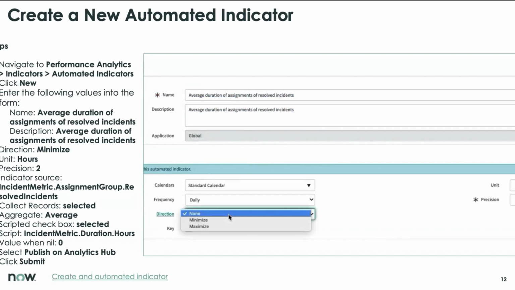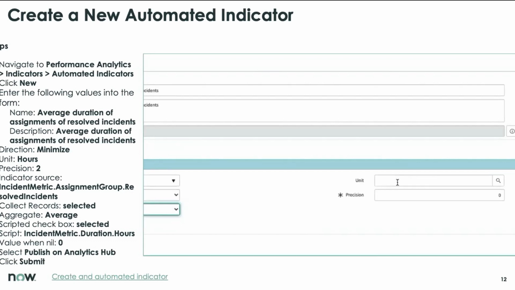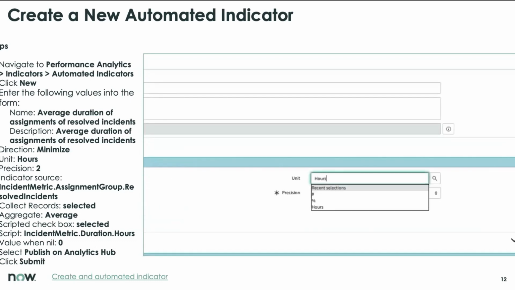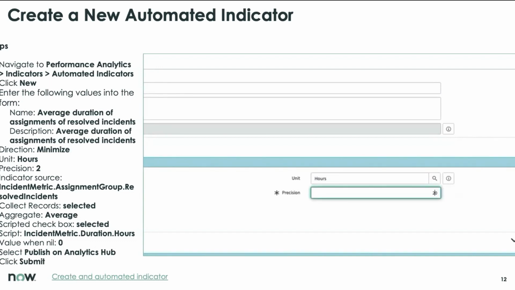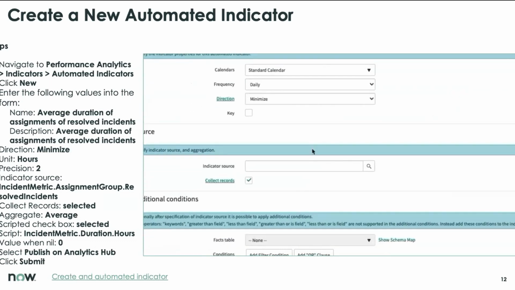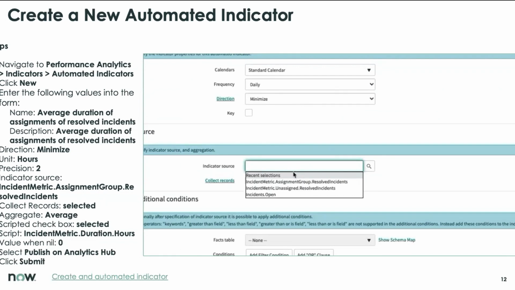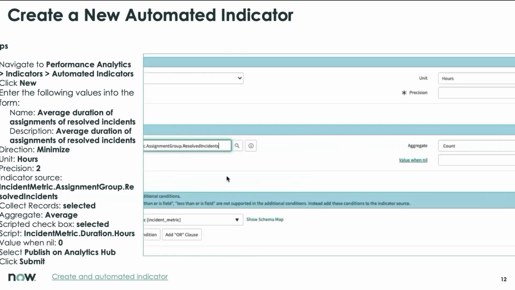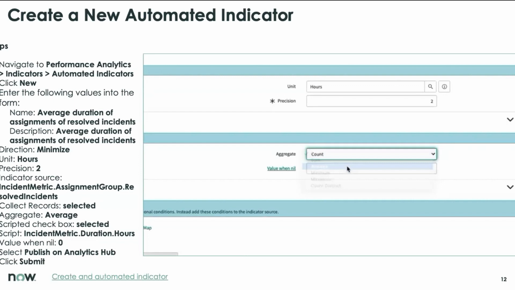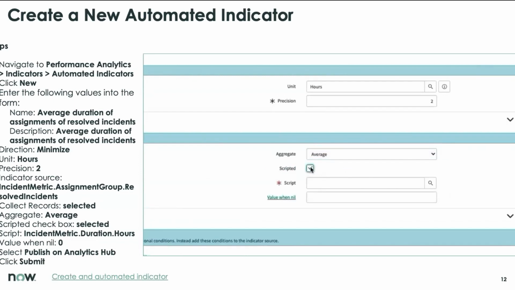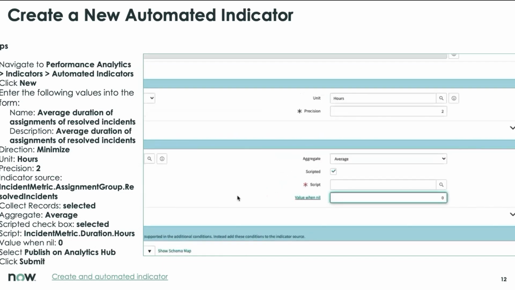So, do you want it to minimize or maximize? In our case here, we want minimize, and we're going to be looking at hours, and then we want a precision of 2, and we'll add that there. And then again, we're going to grab our indicator source, which is there. And then our aggregate is average, and we know it's scripted. So here's where we would add in our particular script that we created.